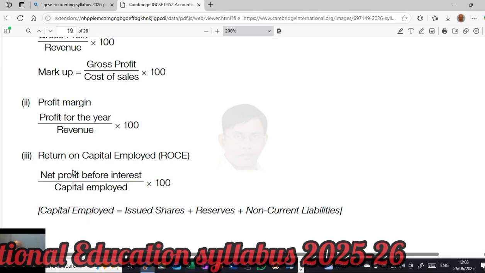Return on capital employed is net profit before interest upon capital employed into 100. Capital employed is equal to issued shares plus reserves plus non-current liabilities.